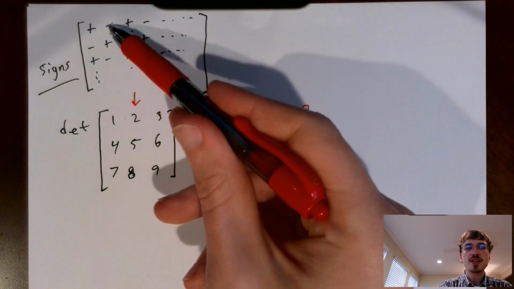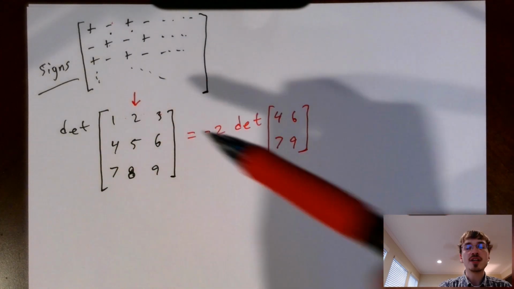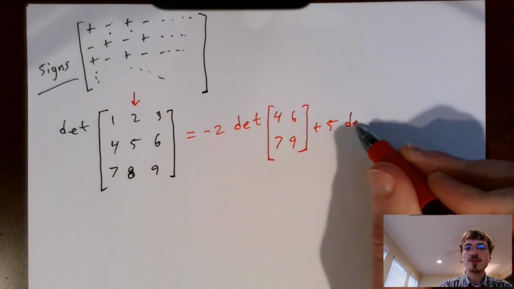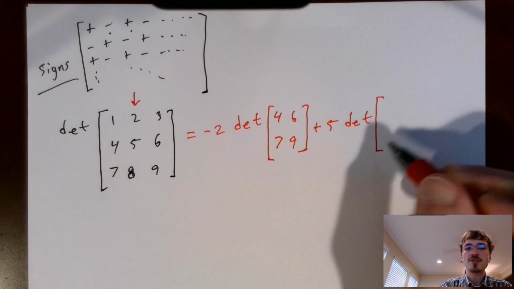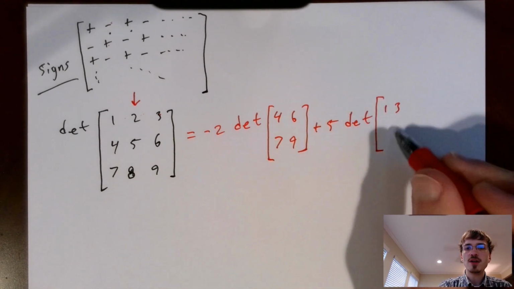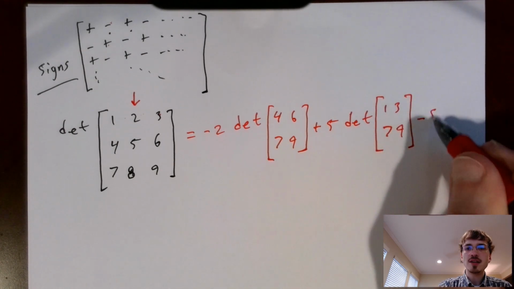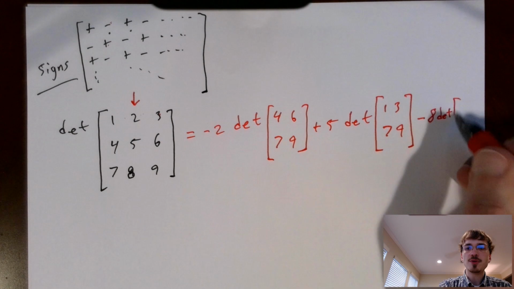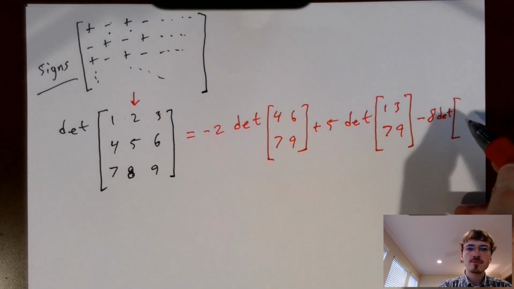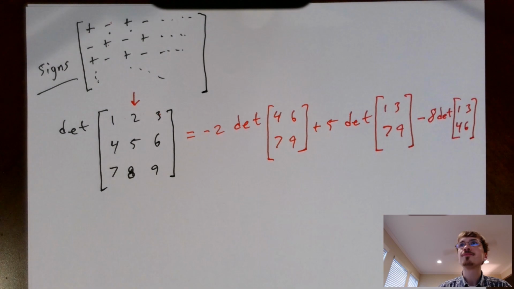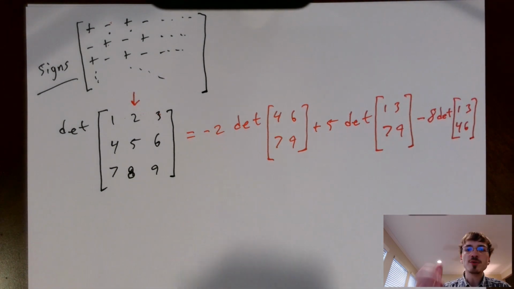The next sign that we see going down is a plus sign. So it's +5 times the determinant. Block off the row, block off the column. We get 1, 3, 7, 9. And -8 times the determinant of 1, 3, 4, 6. That's not so bad. And what do you get whenever you compute these determinants now?